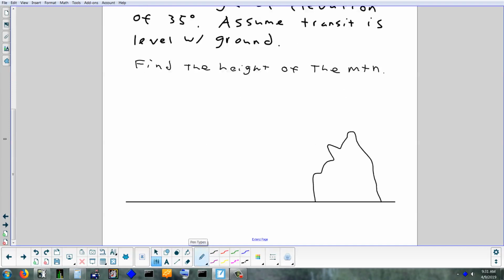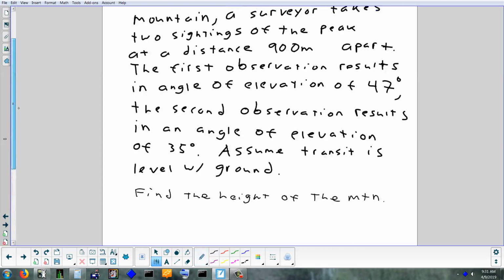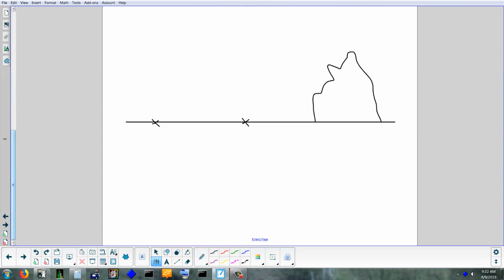right there. Yikes. Really steep on the back. In the front, it's a little risky on that part. All right, so we got our mountain. Now the surveyor is going to look at the height of that mountain from two different spots, here and here. What do I know about the distance between those two spots? It's 900 meters apart. So this is 900. Okay.